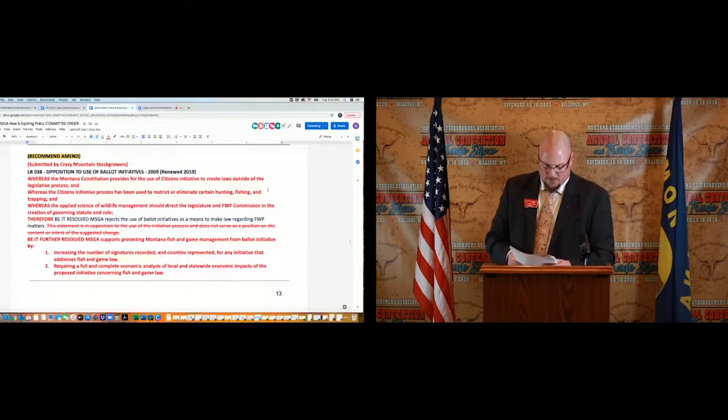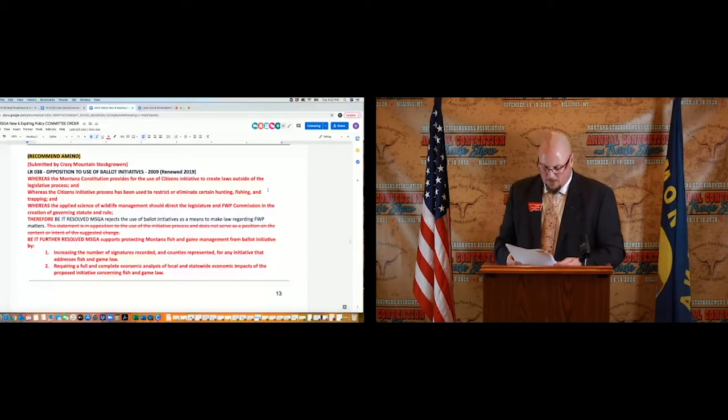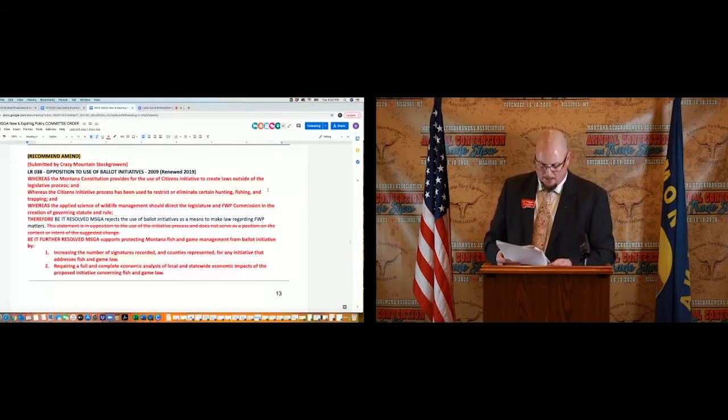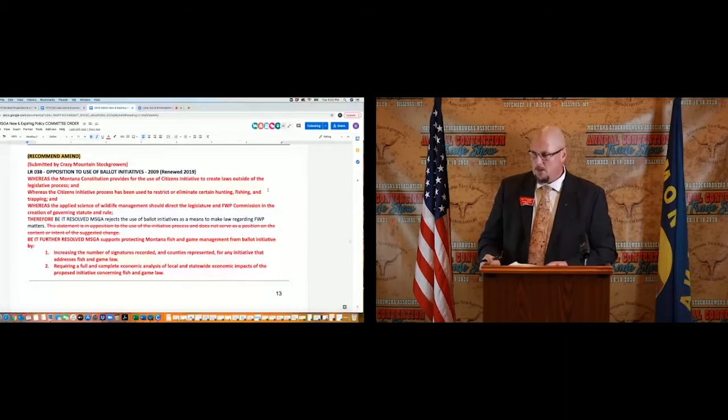Be it further resolved, MSGA supports protecting Montana fish and game management from ballot initiative by 1, increasing the number of signatures recorded and counties represented for any initiative that addresses fish and game law. 2, requiring full and complete economic analysis of local and statewide economic impacts of the proposed initiative concerning fish and game law. If there's discussion, please message us in the chat. This is a recommend amend LR 038, opposition to use of ballot initiatives.